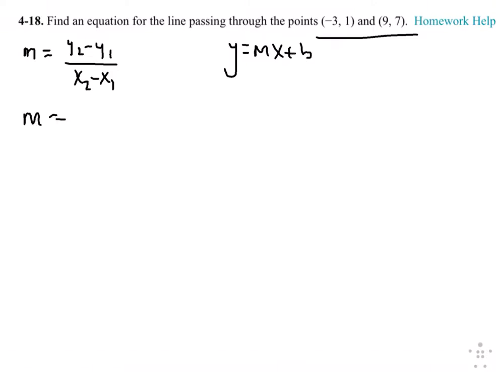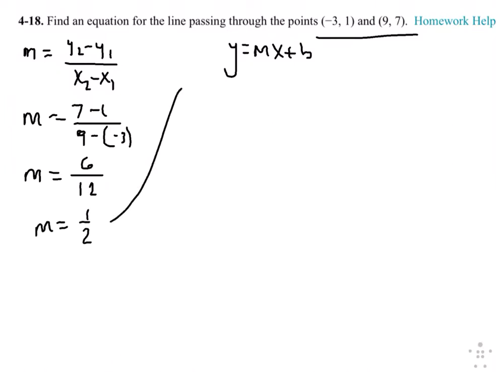So m equals 7 minus 1 over 9 minus negative 3, right? So the slope equals 6 over 9 plus 3, which is 12. Slope equals 1/2. Now I'm going to take that and put it in here. So I know it's y equals 1/2 x plus b.